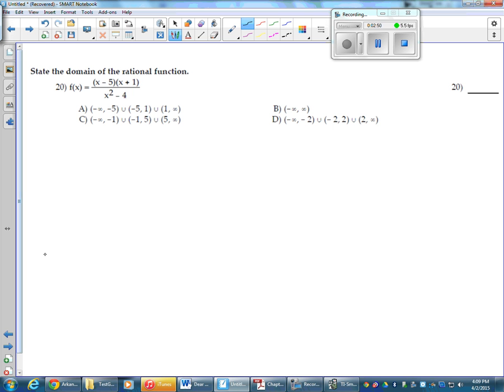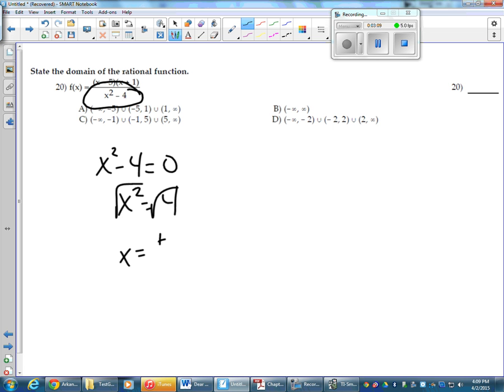Number 20, find the domain of the rational function. We're looking for domain. We're looking at this bottom. What can x not be? What's going to limit our values? What won't work if we were to plug it in? So set x squared minus 4 equal to 0 and solve that. So you get x squared equals 4, so square root both sides, x equals the positive and negative square root of 4, so x equals positive and negative 2. So that's what x can't be.